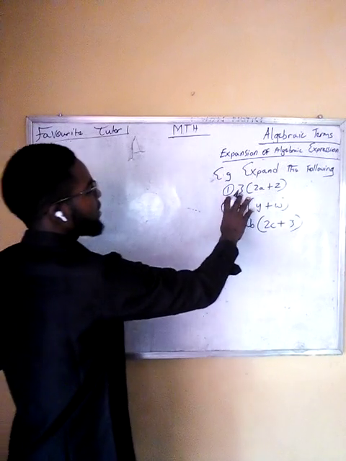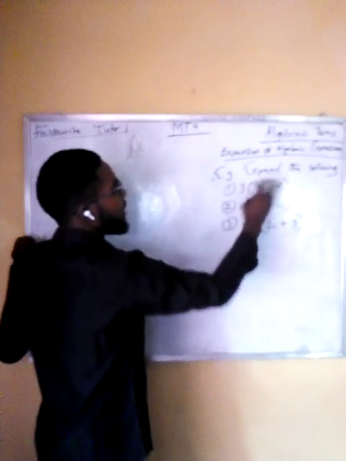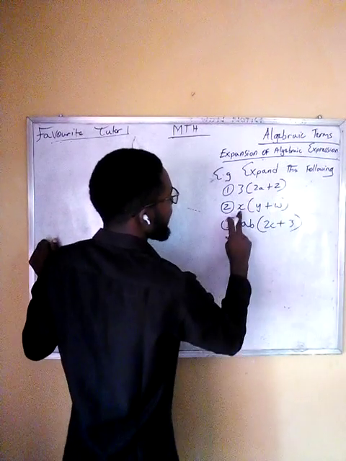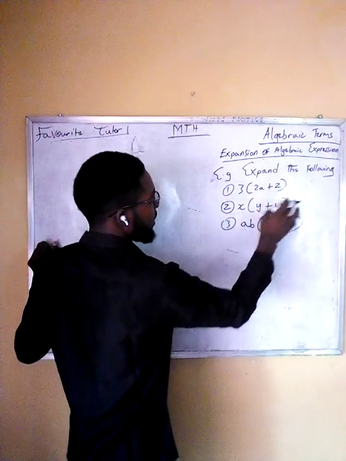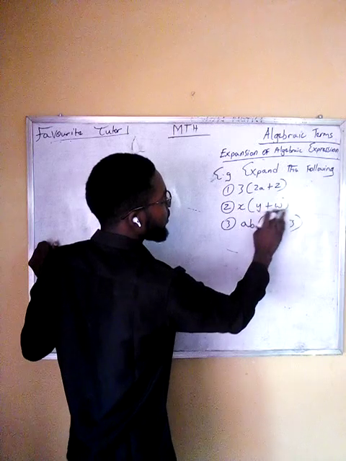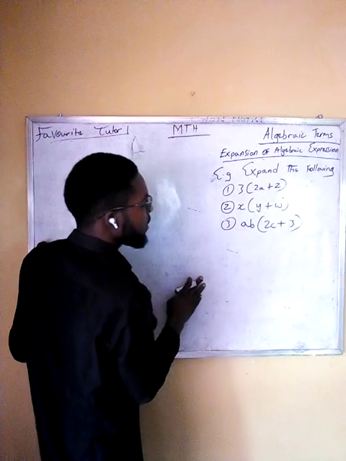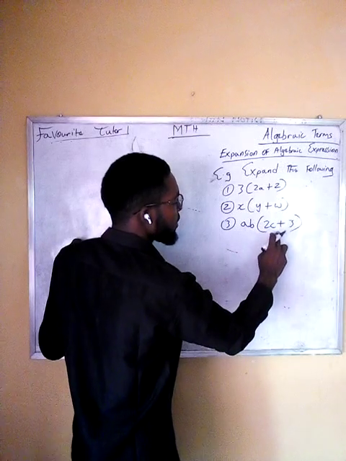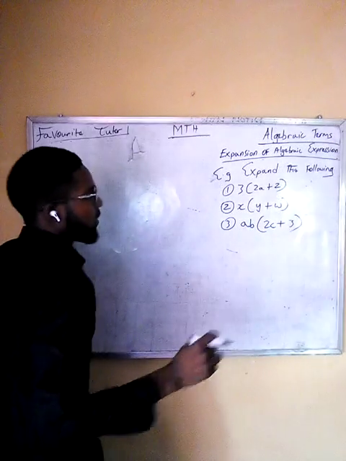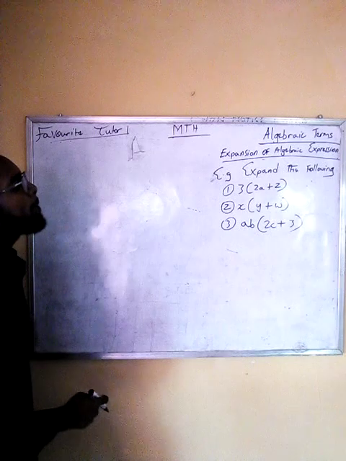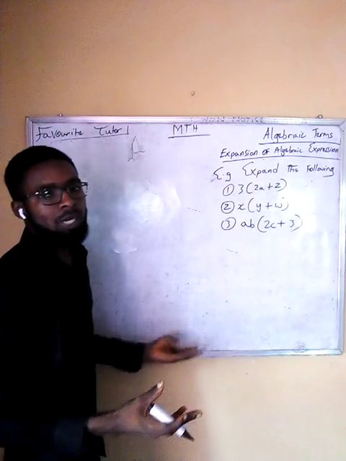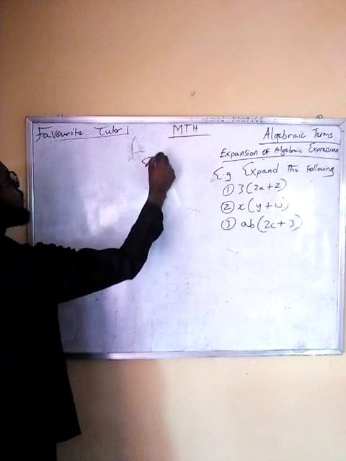The first one, 3 in brackets 2a plus 2. Number 2, x in bracket y plus w. While number 3, ab in bracket 2c plus 3. All right, now to expand this, we are going to open the bracket. Solution.